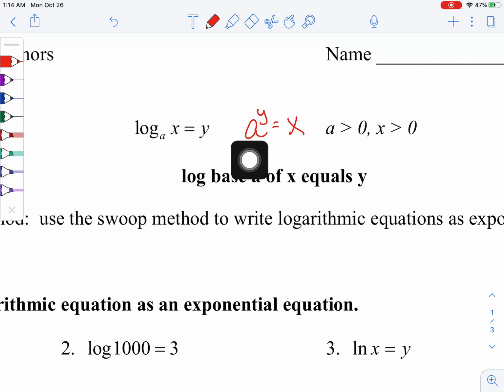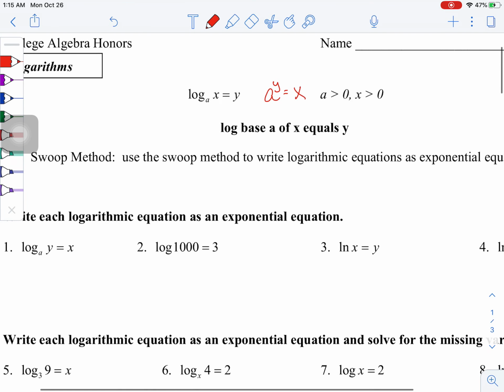And again, over here, you'd still have A is greater than 0, and x is also greater than 0 in that case. All right, y can be anything because y is the actual exponent. Okay.